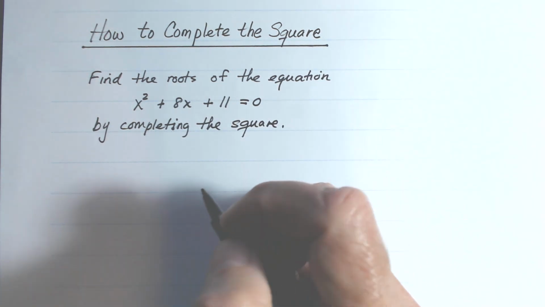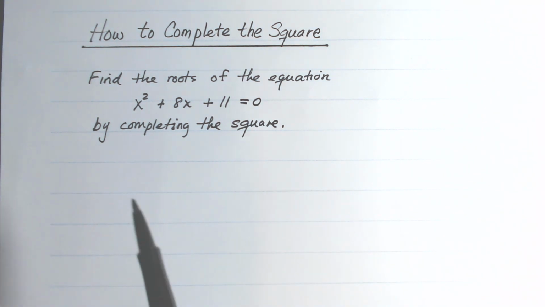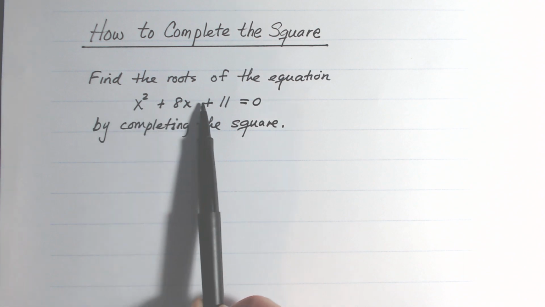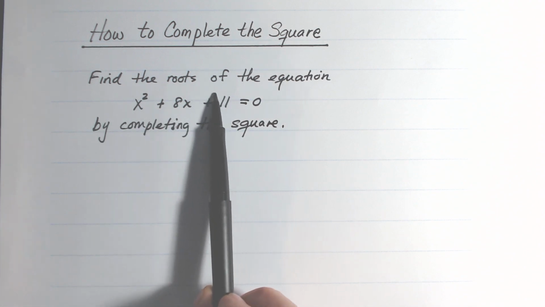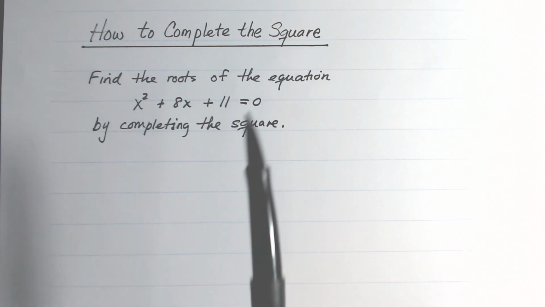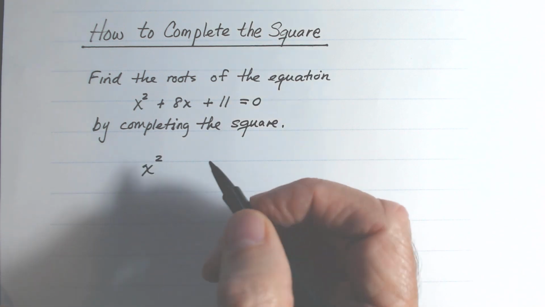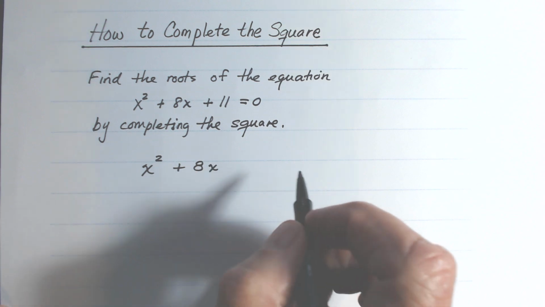Alright, so there are two things that you need to complete the square. You need to have a 1 in front of the x squared term and nothing where the c term is. And right now we have an 11. So what we're going to do is move the 11 to the right by subtracting 11 from both sides to get our equation ready in order to complete the square.